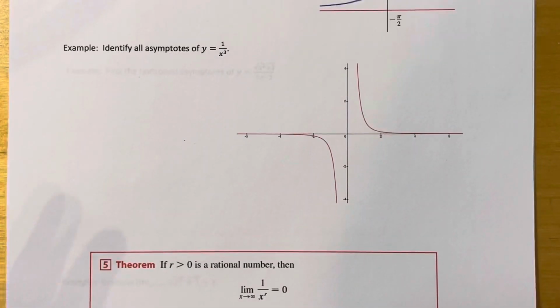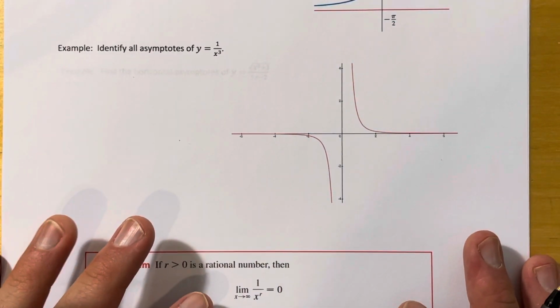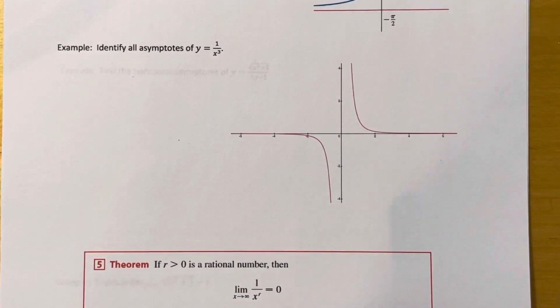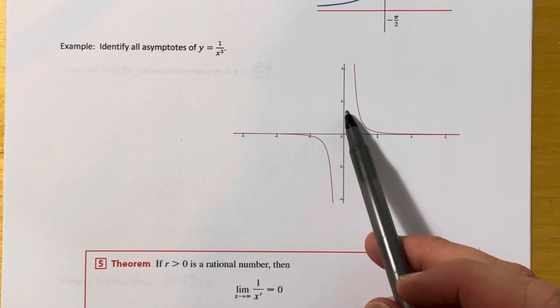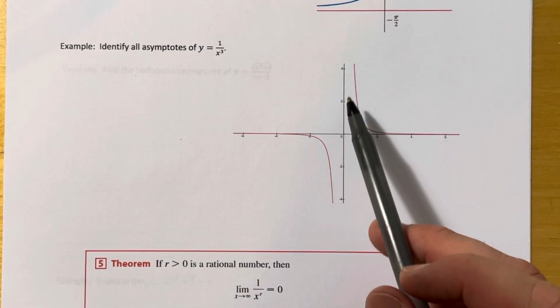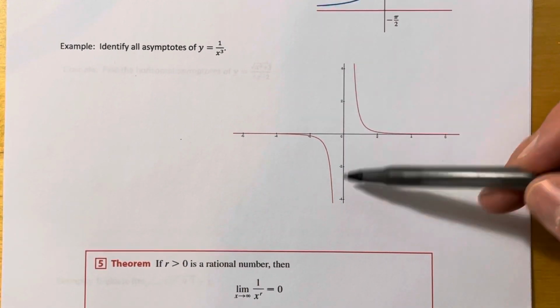Okay, here's another example, and again, we're going to look at this one graphically. Identify all asymptotes of y equals 1 over x cubed. Notice it doesn't just say horizontal asymptotes this time, it says all asymptotes. Okay, so in this case, I could frame things in terms of limits here, but since we have a graph to look at, I'm just going to use what I can see graphically. I can see that we appear to have a vertical asymptote at x equals 0, so at my y-axis.